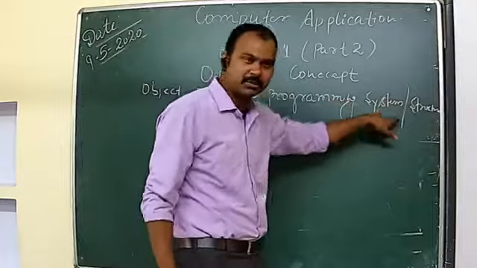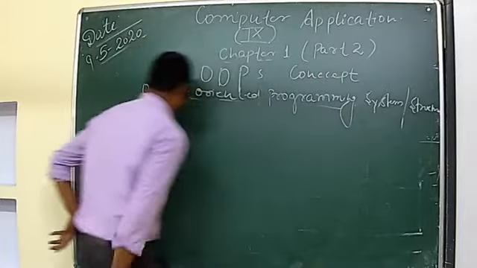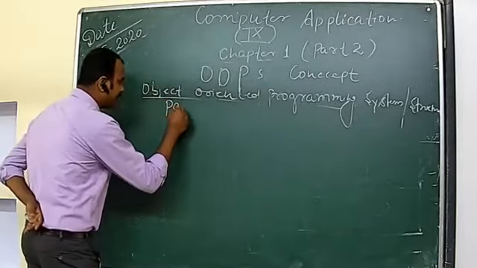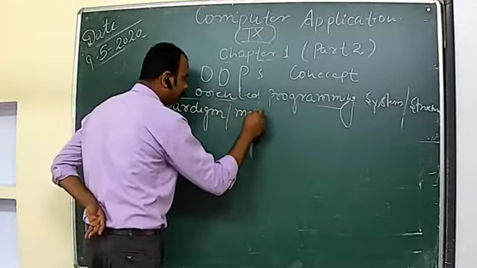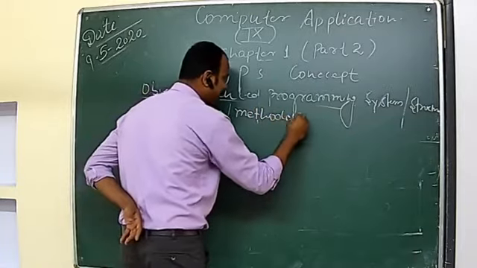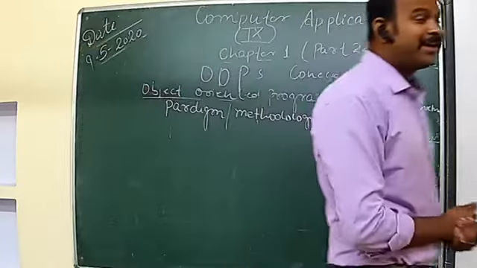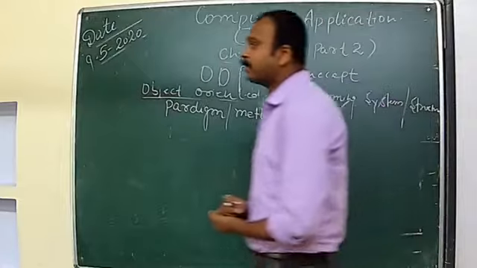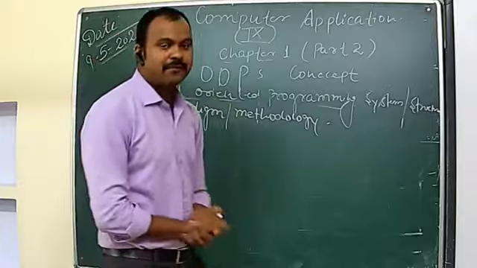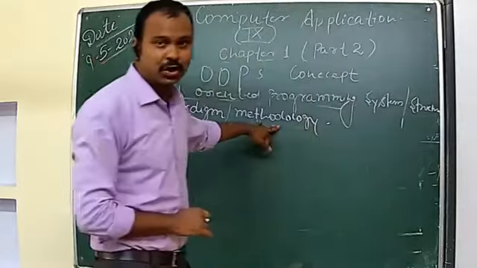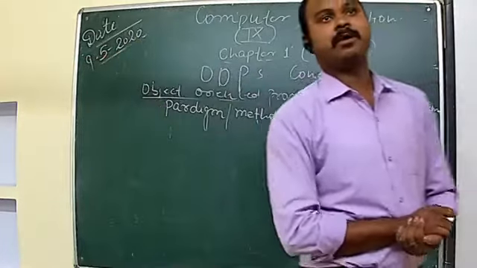So object-oriented programming is a paradigm, or you can say methodology. What is a paradigm or methodology? It is a way, or a method, of doing or performing a task. So the object-oriented paradigm is a way of doing your task, and methodology means a way, a method by which we can perform a particular task.